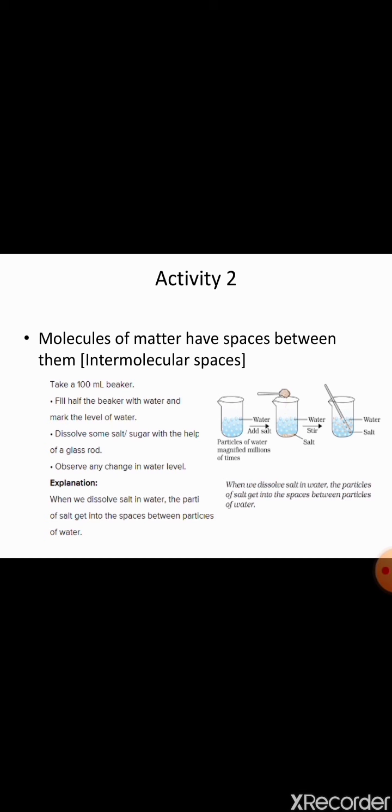after the dissolution of salt in water, and the reason is that salt takes the spaces which are available between water molecules. Those spaces are taken by salt particles. Therefore, there is no rise in the level of water. Next activity.